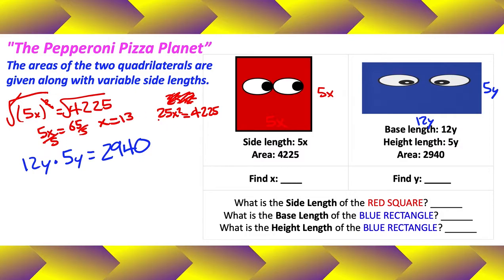You'd get the same thing over here. If you divide by 25, and then square root both sides, guess what? You get the same thing. You get x equals 13. Save that. We're going to need that to answer some questions here.